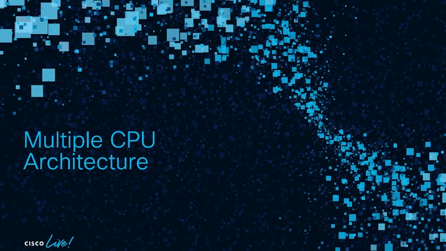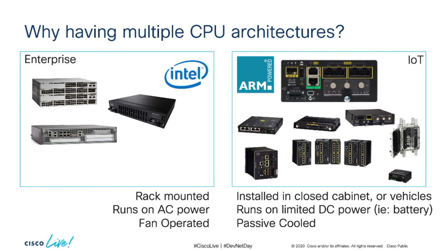Cisco IOx platforms may be using different CPU architectures depending on which range of products you want to work on. So for the sake of simplicity, I will just talk a little bit about the enterprise products versus the IoT products. Enterprise products are typically installed in a data center or in a cabinet. They are typically rack mounted, directly connected to AC power. They have big fans blowing air through the chassis for cooling, etc. So that's the IT space as we know it.